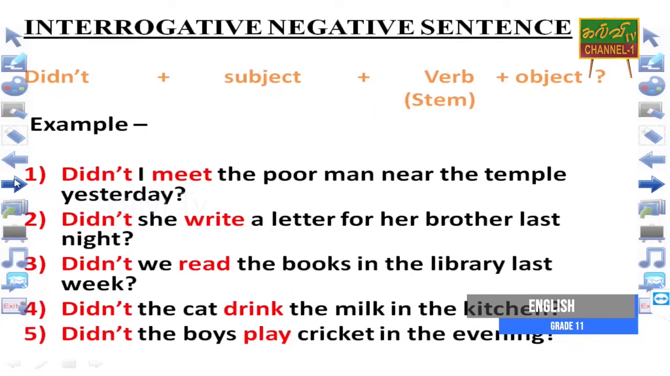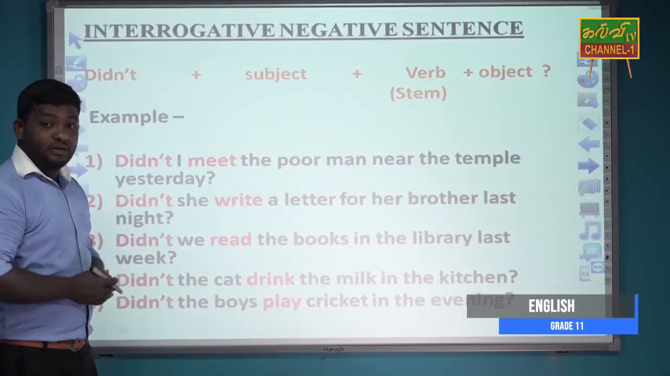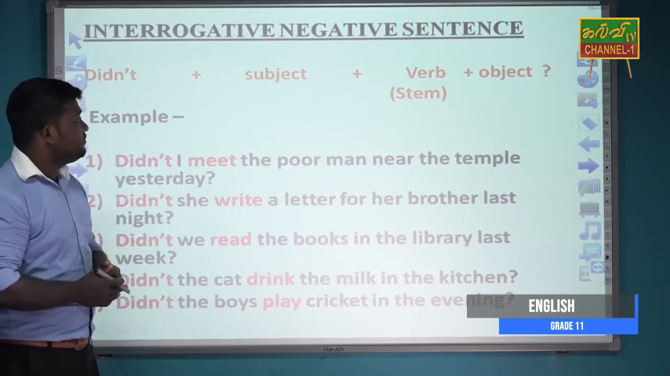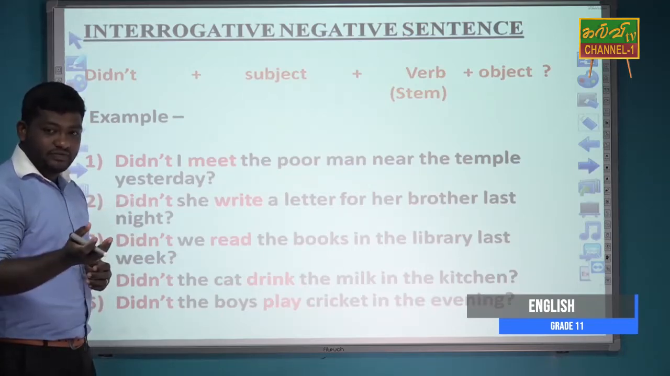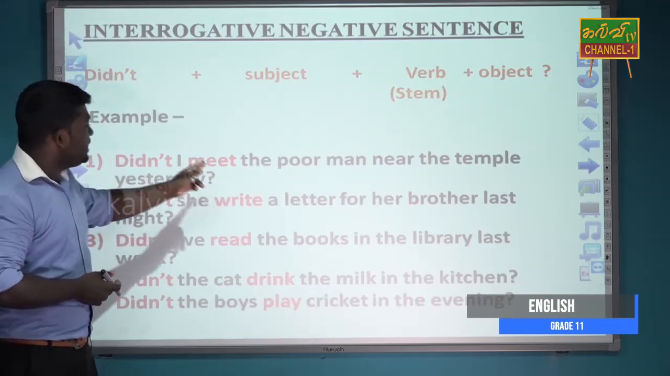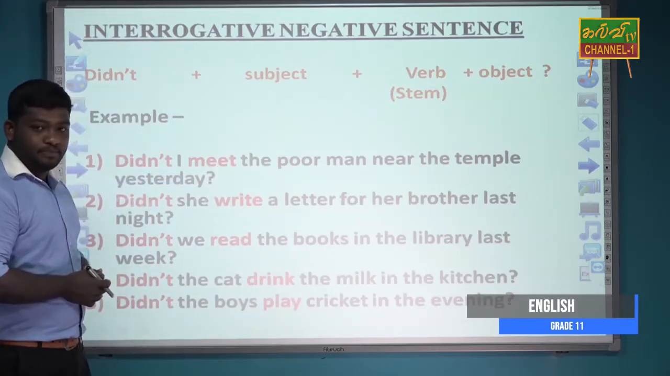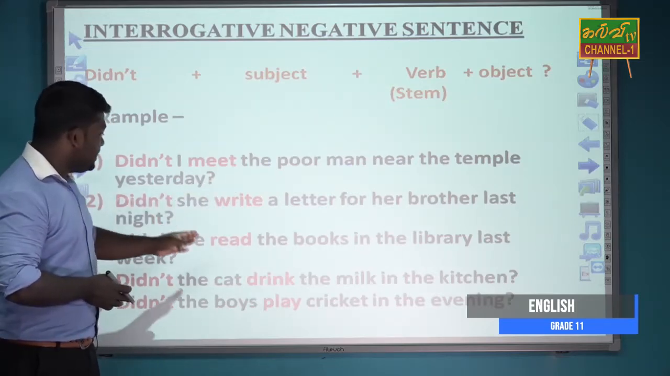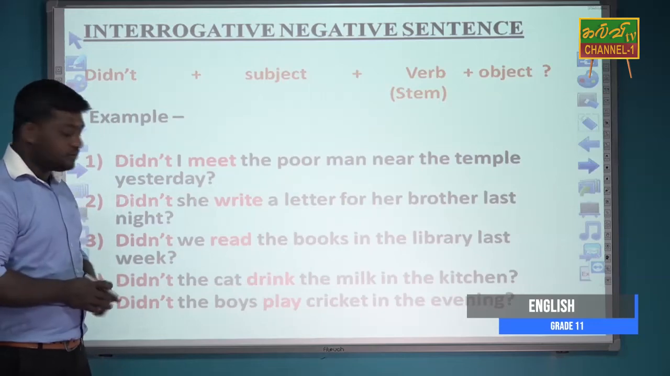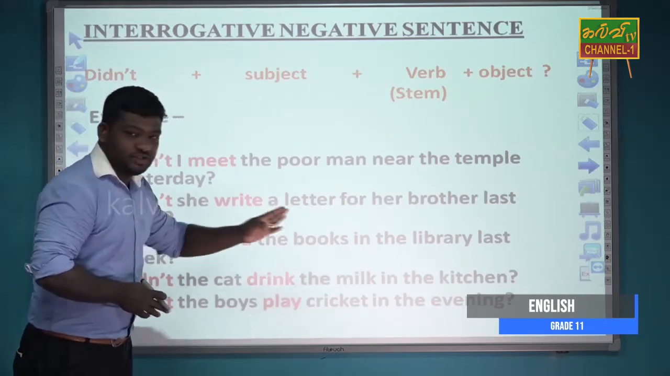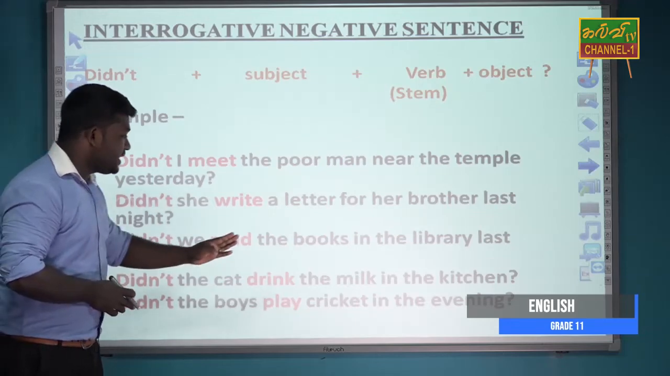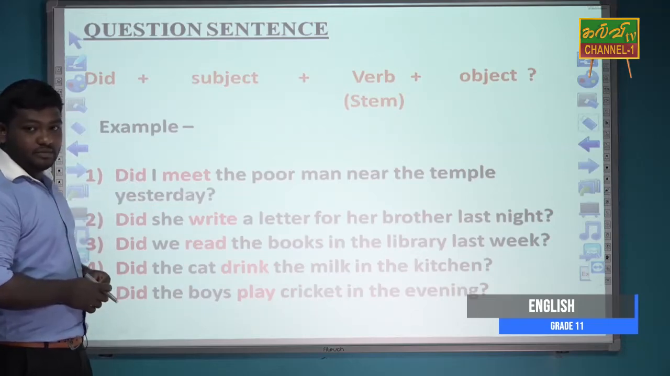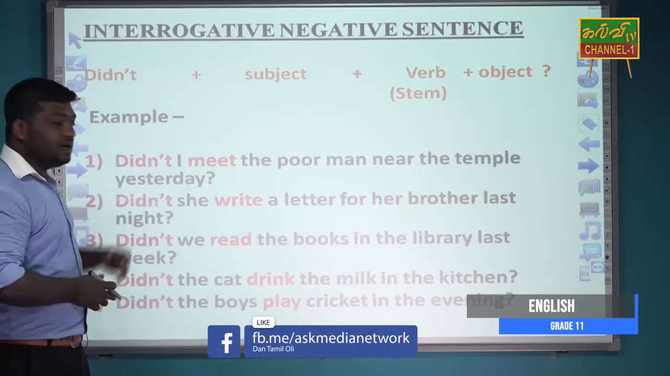And finally, the interrogative negative sentences. We made negative sentences also, and here we are talking about interrogative negative. The interrogative negative sentence means the negative sentence in question form. Didn't I meet the poor man near the temple yesterday? Didn't she write a letter for her brother last night? Didn't we read the books in the library last week? Didn't the cat drink the milk in the kitchen? Didn't the boys play cricket in the evening? If you look at the question format, here we are using did. For the interrogative negative, here we are using didn't.